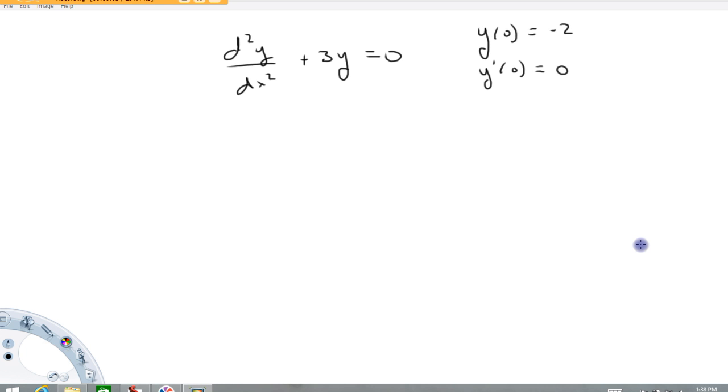I'm making this video to provide an example of solving a second order homogeneous differential equation, including initial conditions. So what we're looking at here is our equation that we're going to work with: d squared y dx squared plus 3 times y equals 0.